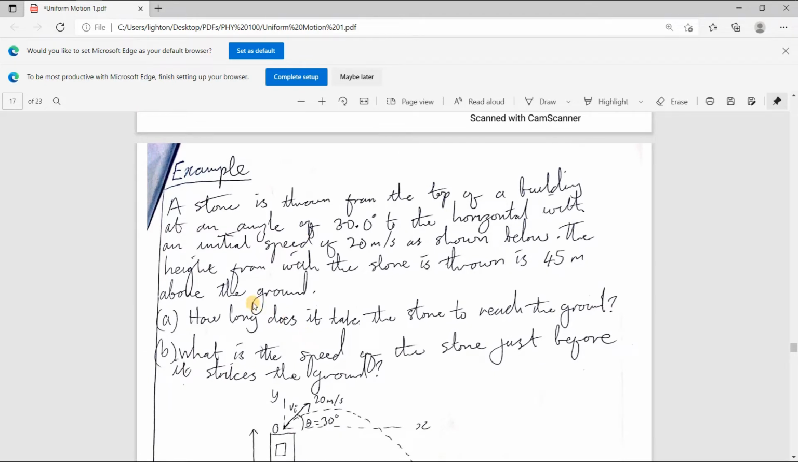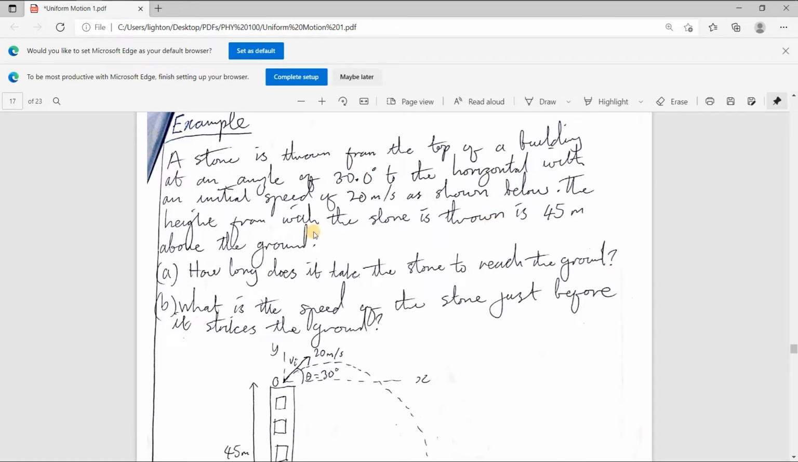Now we can also look at a stone. This is another example of a stone which is thrown from the top of a building at an angle of 30 degrees to the horizontal. This person is standing on top of a building, throwing a stone at an angle of 30 degrees to the horizontal with an initial speed of 20 meters per second, as shown below. Now the height from which the stone is thrown is 45 meters.